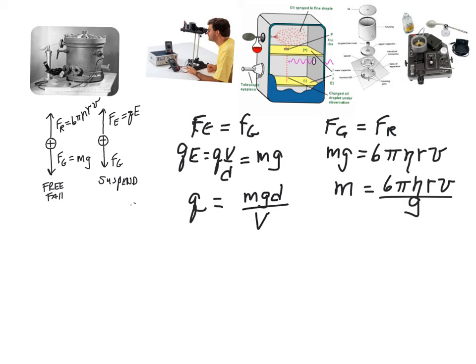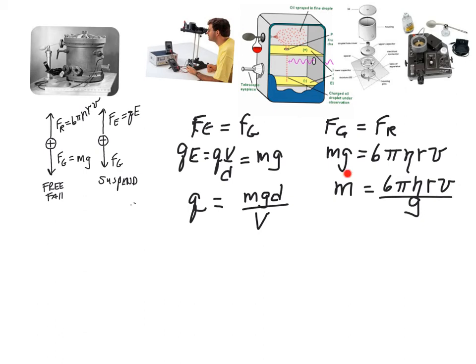So to get M, we turn to the free body diagram, and since it falls at a constant terminal velocity, these two forces are equal, so we can write Fg equals Fr, or Mg equals 6 pi eta Rv, and we get M equals this. Unfortunately, we're not done because we don't know R. So now we have two equations but three unknowns, so we need a third equation.